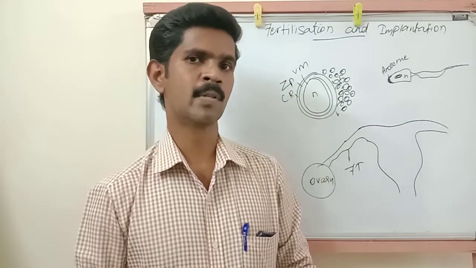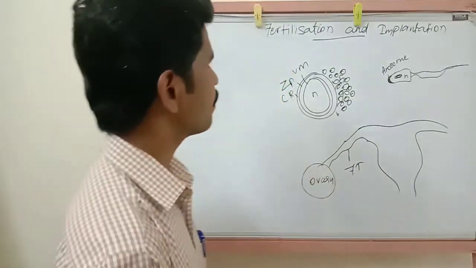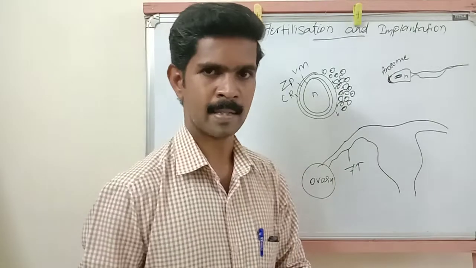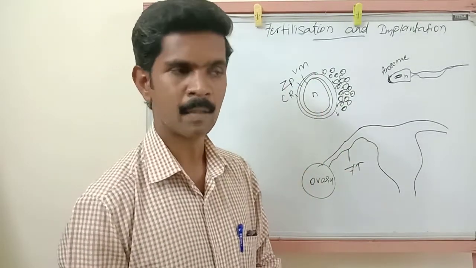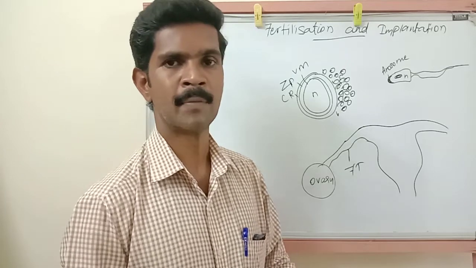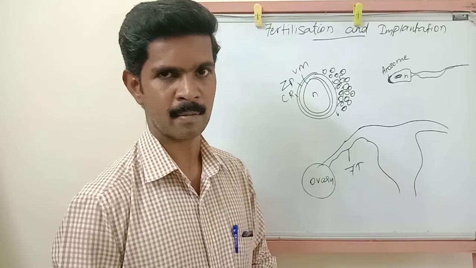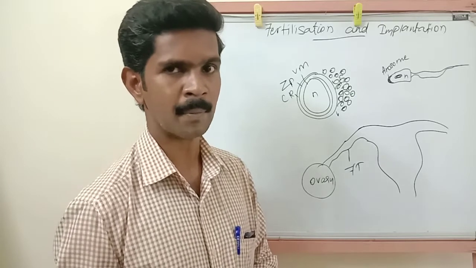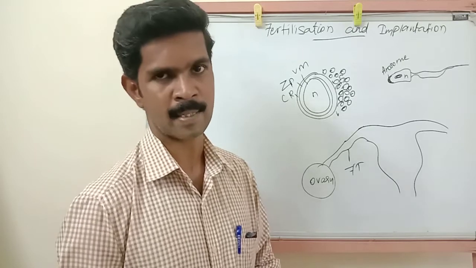Today we are going to study another topic. Today's topic is fertilization and implantation. Here, the simple definition of the word fertilization is the fusion of both male and female gametes. The male gamete is called sperm and the female gamete is called ovum. The fusion of these two gametes is called fertilization.